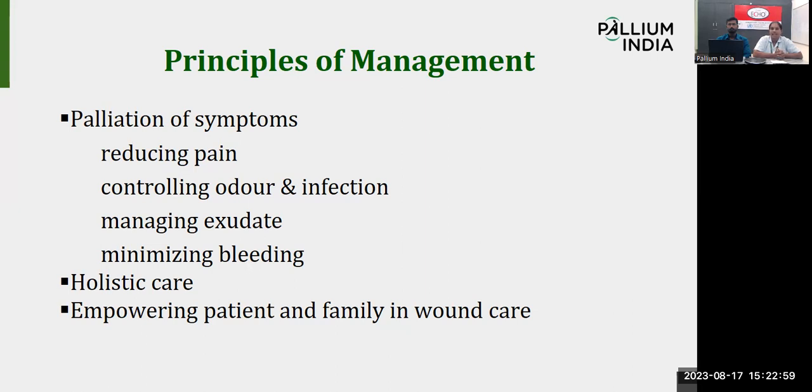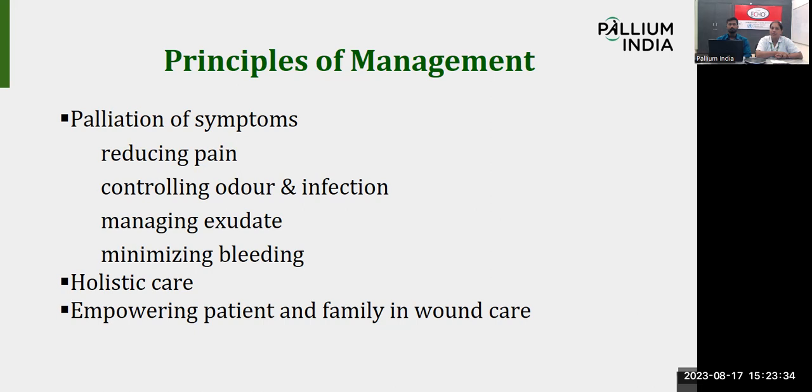And also managing the exudate. Why? Because the exudate will have pus and all, so there will be a foul smell. So we have to manage the exudate also and minimize the bleeding by pressure dressing. And we can also manage the bleeding, or even tranexamic acid we can use, to minimize the bleeding. So when a fungating wound is there, the four principles we have to keep in mind are reducing the pain, odor and infection, then exudate, that is fluid discharge or oozing, then also minimizing bleeding, right? So these are the important things.